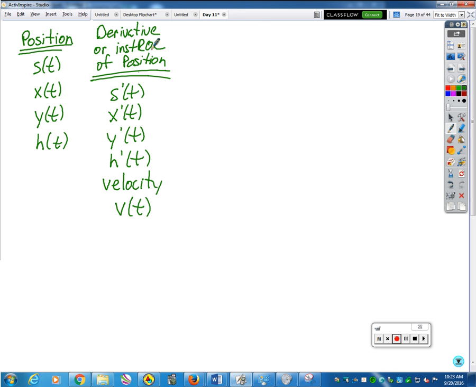So instantaneous rate of change of position and velocity are the same thing. Questions?